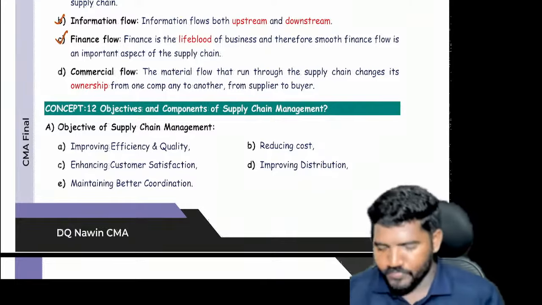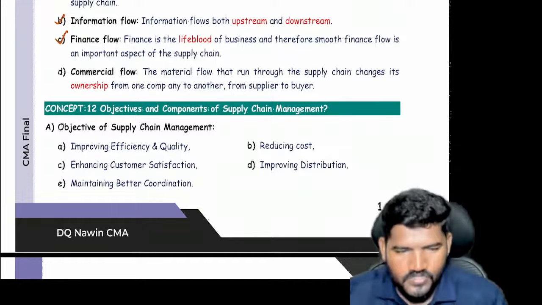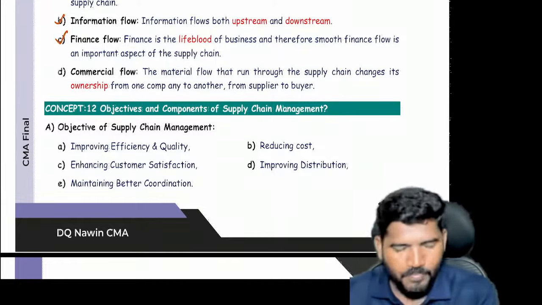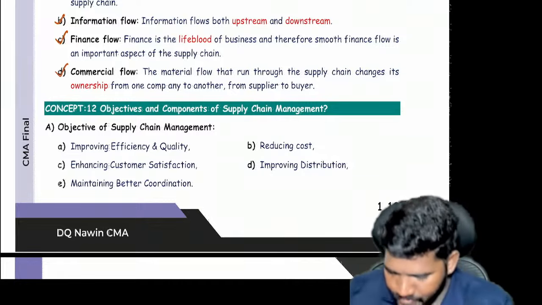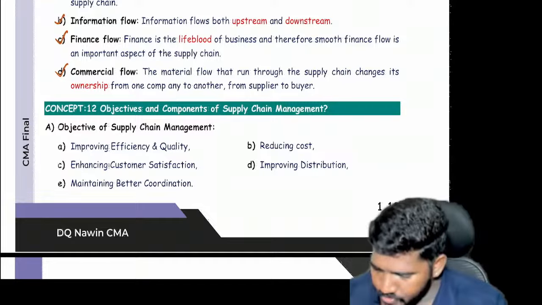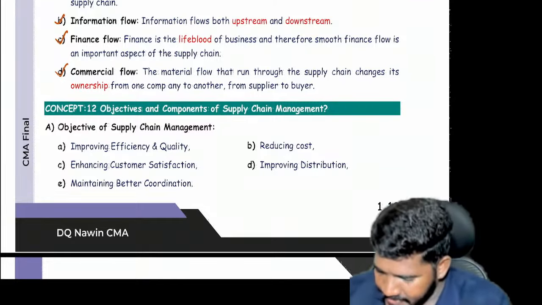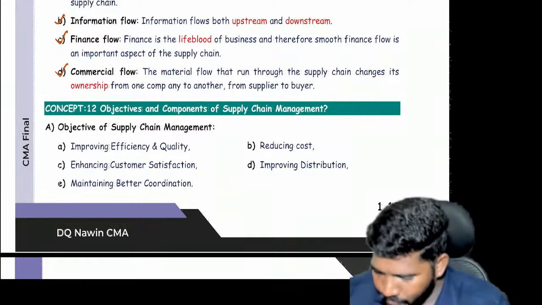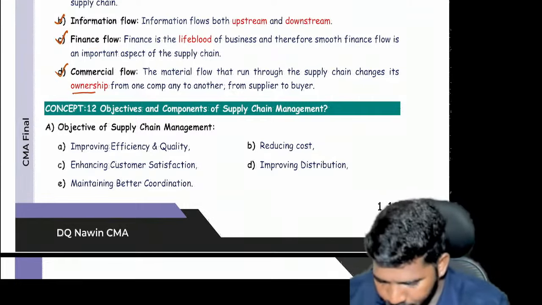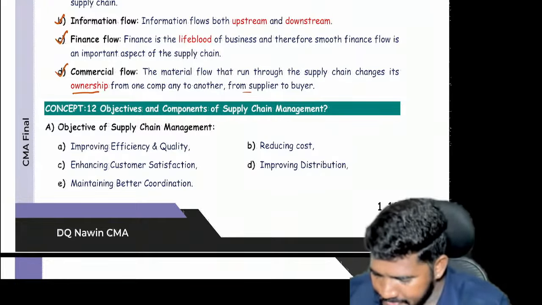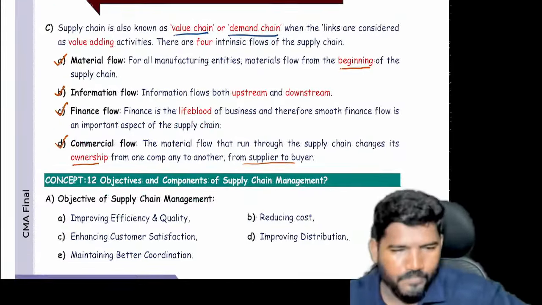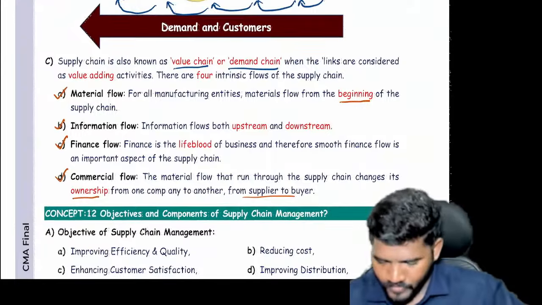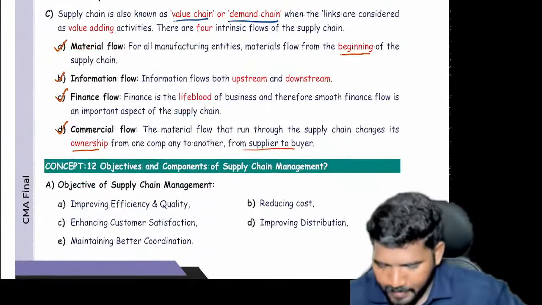Next, financial flow. Financial flow means money transactions. Every person needs to pay in advance. After collection of the advance, the manufacturer will start purchasing raw material and start manufacturing. After that, commercial flow. The material flow that runs through the supply chain changes ownership from one company to another, from supplier to buyer. The commercial flow is also very important. So the four intrinsic flows are material flow, information flow, financial flow, and commercial flow.